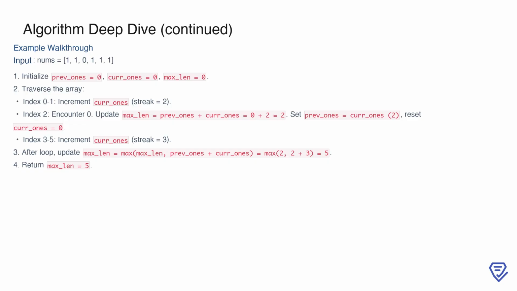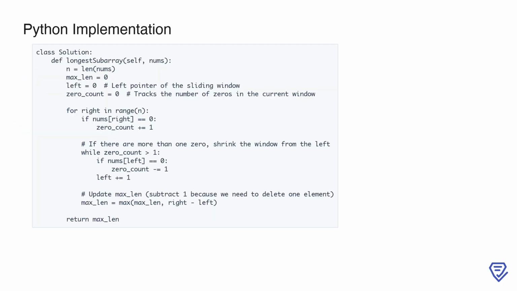The result is 5, which represents the length of the longest subarray of 1's that can be achieved by removing a single element. This Python implementation solves LeetCode problem number 1493, longest subarray of 1's after deleting one element, using an efficient sliding window approach. Here's a detailed explanation. The function longestSubarray receives a binary list nums. The goal is to find the length of the longest contiguous subarray of 1's that can be formed by removing exactly one element. The sliding window strategy is used to achieve this efficiently.